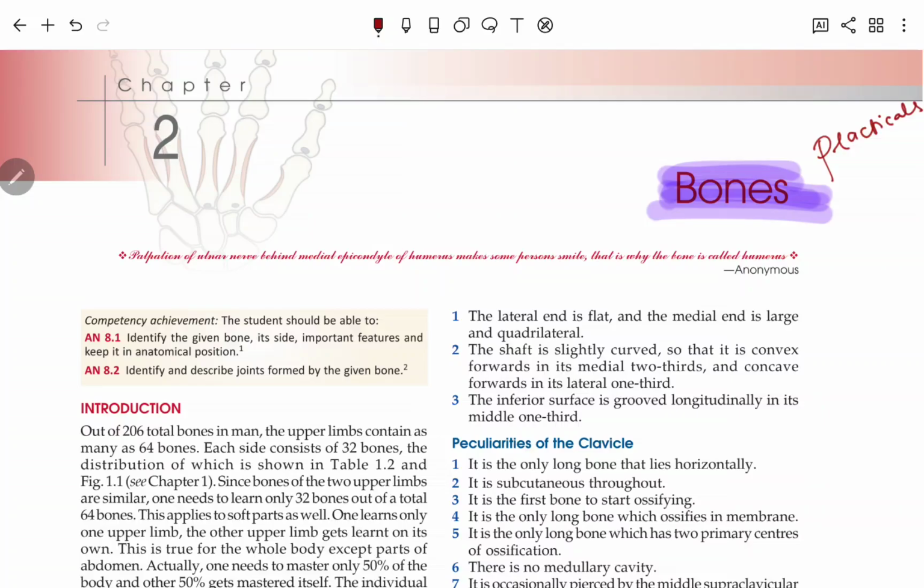The side determination of the bone is also important, like of what side the bone you are having in your hand. You need to identify it by palpating, your visual observational skills and everything. So let's begin with it.